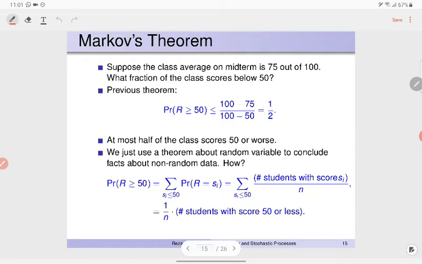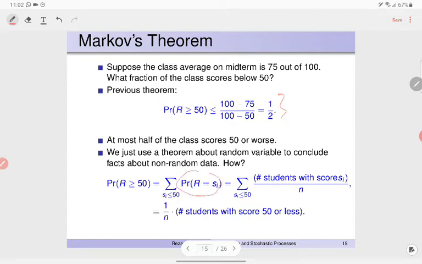If you pay attention, in using this theorem about a random variable, we concluded facts about non-random data. How is it possible? Look at this. The probability that the random variable R has value less or equal to 50 is the same as the sum over all possible scores s_i less or equal to 50 of the probability that R is equal to s_i. What is this probability?